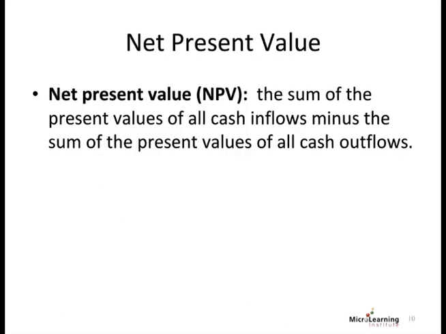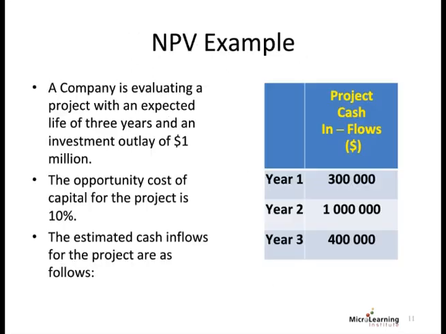The net present value of a project is the sum of the present values of all cash inflows minus the sum of the present values of all cash outflows. A company is evaluating a project with an expected life of 3 years and an investment outlay of $1 million. The opportunity cost of capital for the project is 10%. The estimated cash inflows for the project are as follows. Year 1 is $300,000, Year 2, $1 million, and Year 3, $400,000.